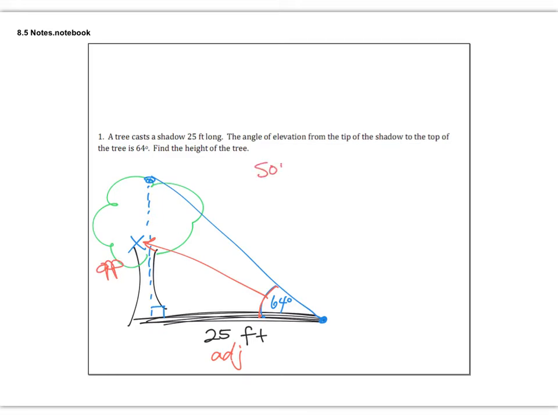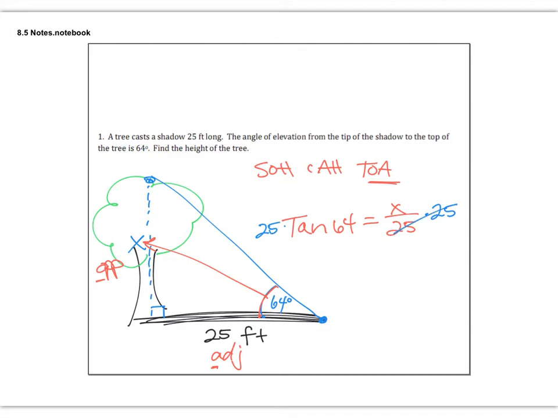Now, think about SOHCAHTOA. You're going to pick the one that has the O and the A. O and A goes with TOA. T stands for tangent. Tangent of 64 degrees equals opposite over adjacent, so X over 25. You know how to solve this. Multiply by whatever's in the denominator. In this case, we're going to multiply by 25.